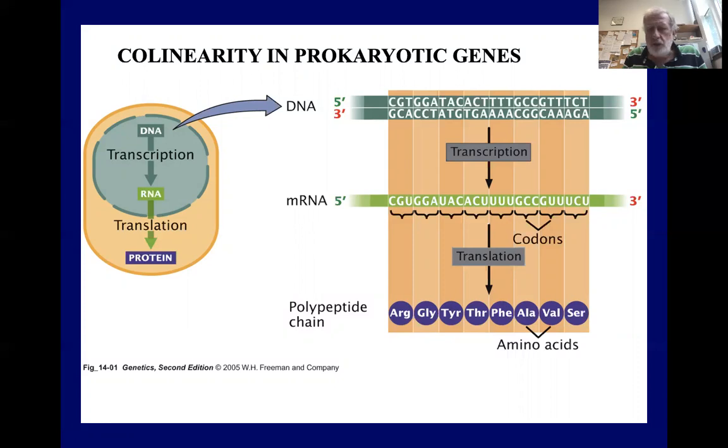Now, we don't see this in eukaryotes. In eukaryotes, the functional messenger RNA is way smaller than the gene that it came from. We'll talk about why that is shortly.